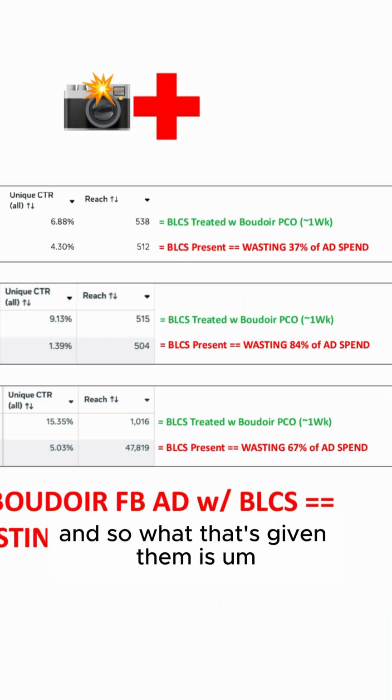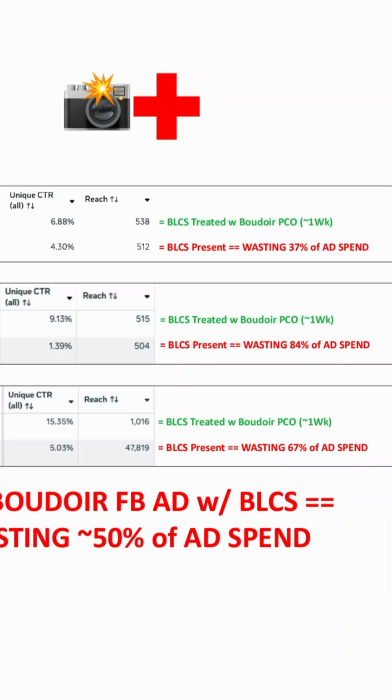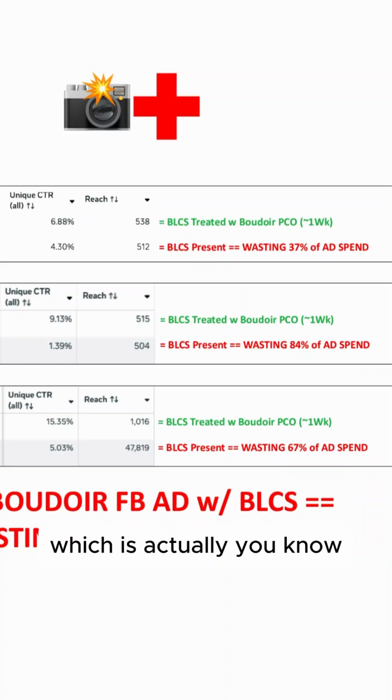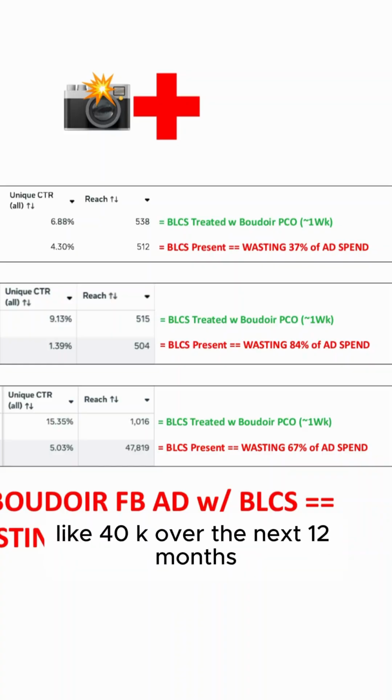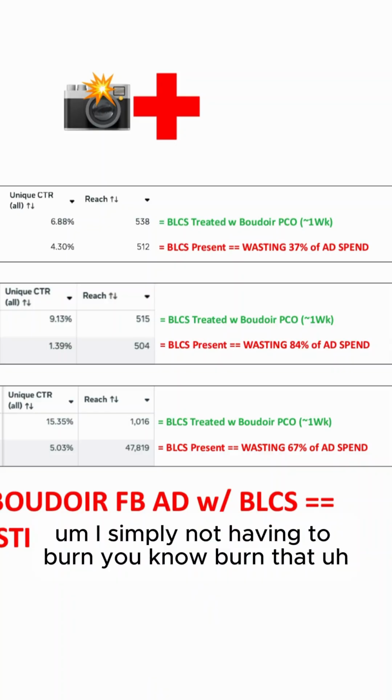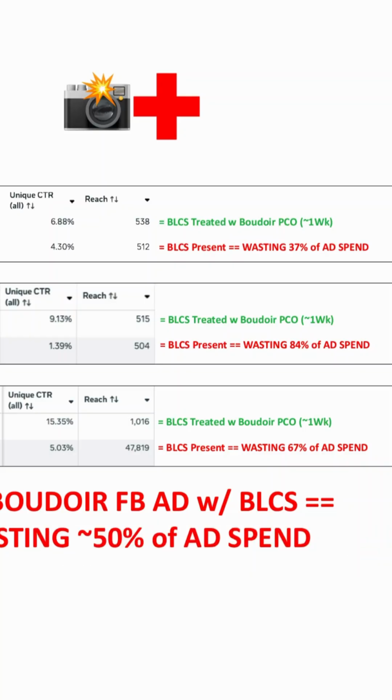And so what that's giving them is $3,700 a month, which is actually like $40K over the next 12 months, by simply not having to burn that cost.